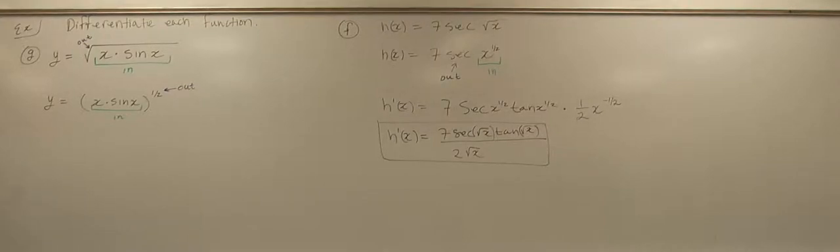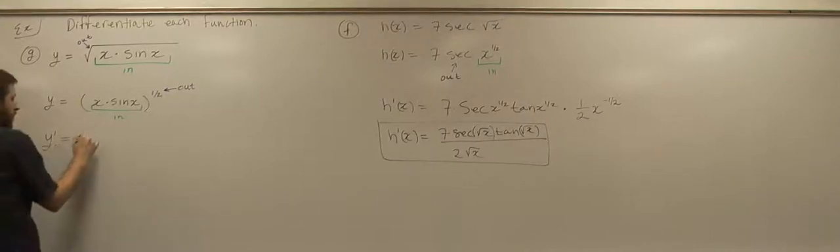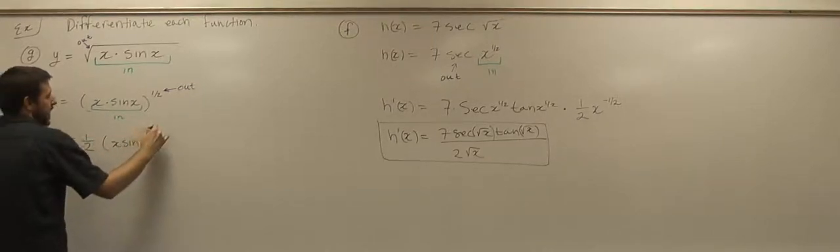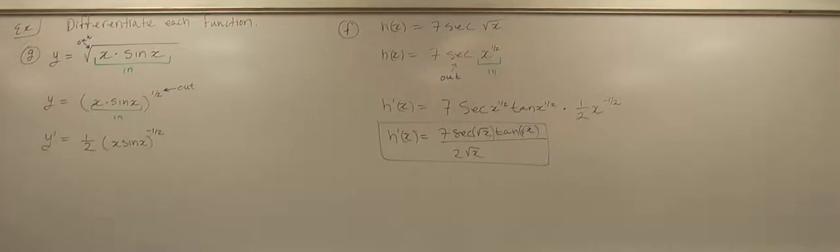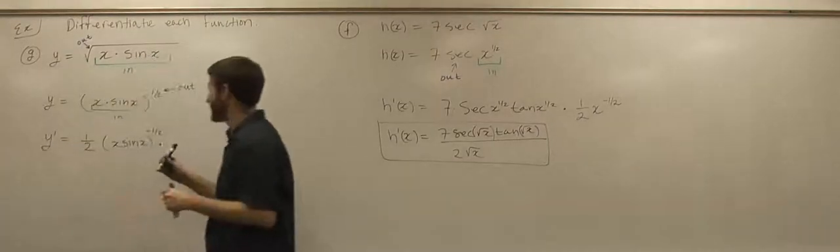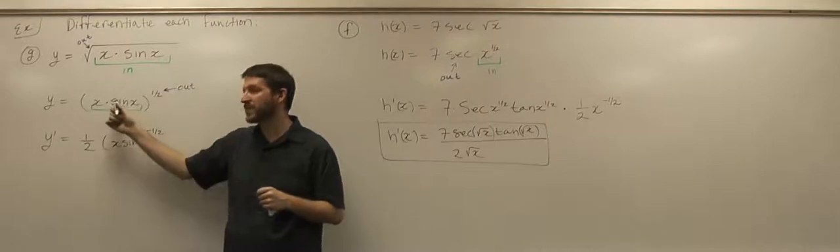So chain rule says y prime equals 1/2, derivative of the outside, so the half comes down. You rewrite x sine x to the what though? Negative 1/2, right? Subtract 1 from the power. Times the derivative of the inside. Okay, so times the derivative of a product.